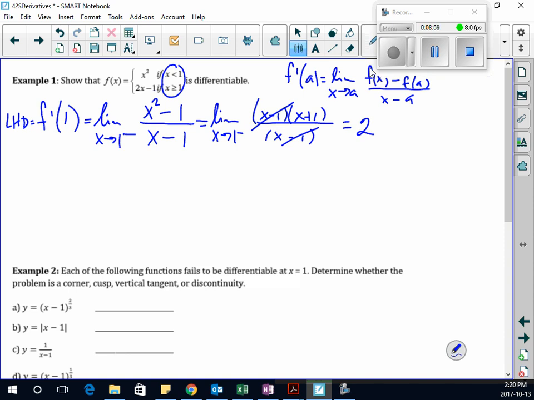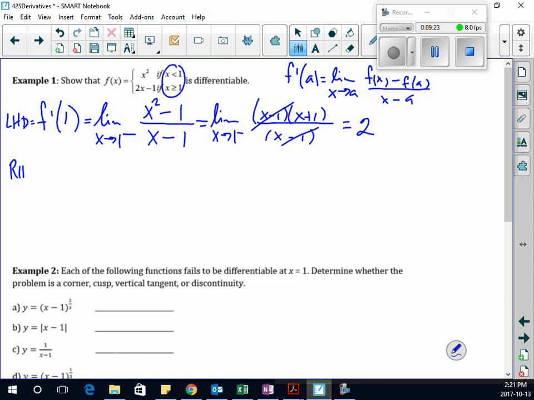Because I'm trying to show that it's differentiable where this is the limit as x goes to 1, so you plug in the 1. But it's the limit of x goes to 1 from the left, so the left is meaning I'm taking the left-hand function.